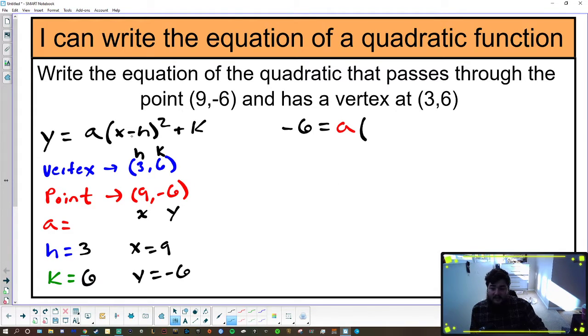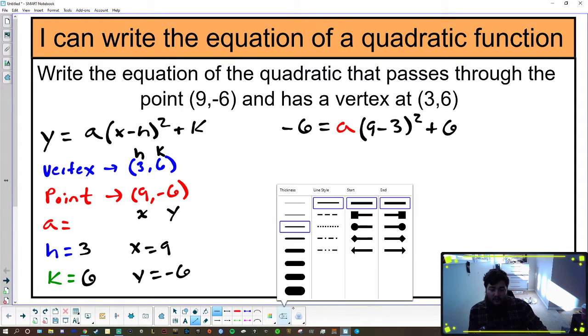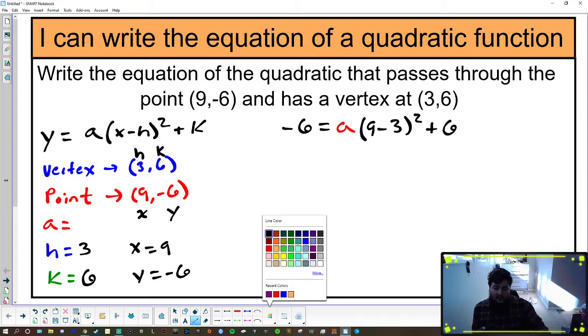Put my parentheses. I know x and h. x is 9 minus my h value, which is 3. Never forget your squared. Lots of people like to forget that. And we also know our k value. Our k value is 6, so plus 6 at the end. So we've plugged in everything we know from the vertex and the point into vertex form. The only thing we're missing is our a value. So this means we are ready to solve this small little equation for our a value.